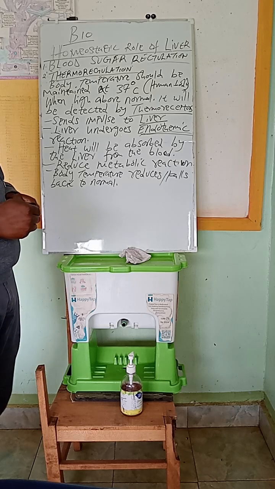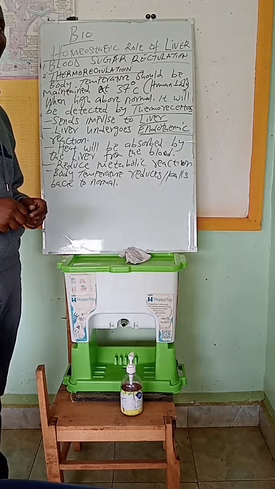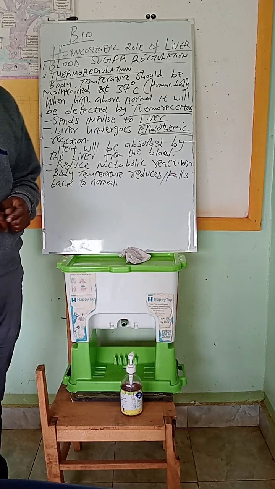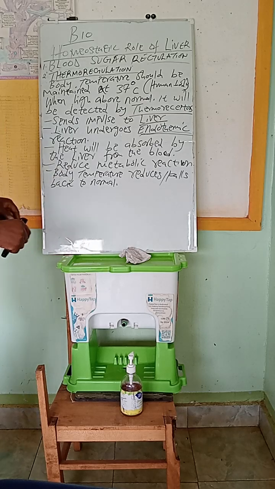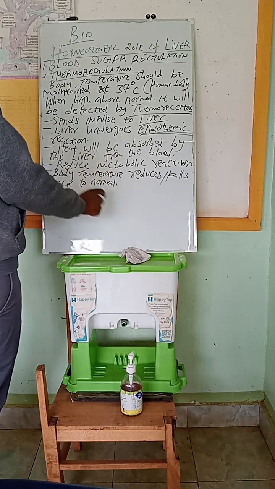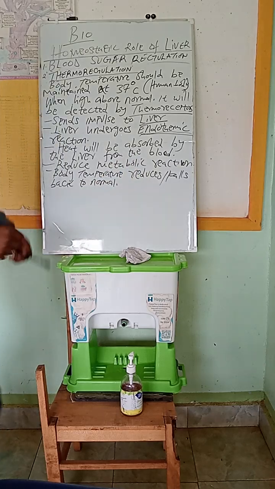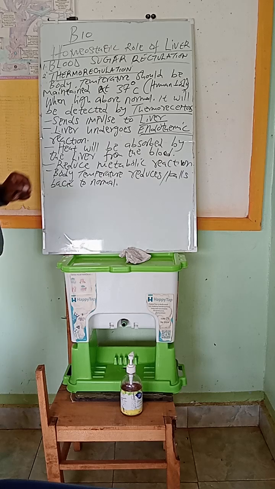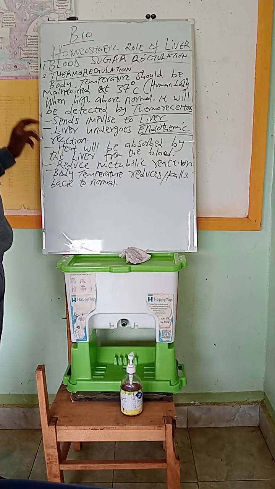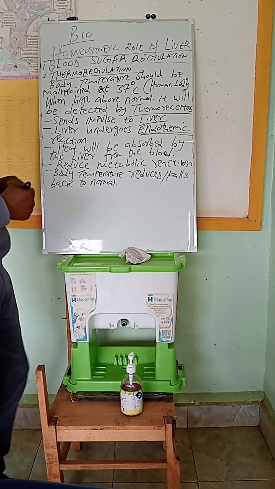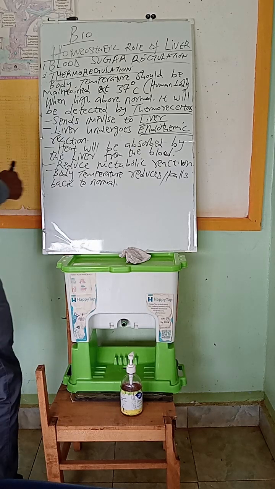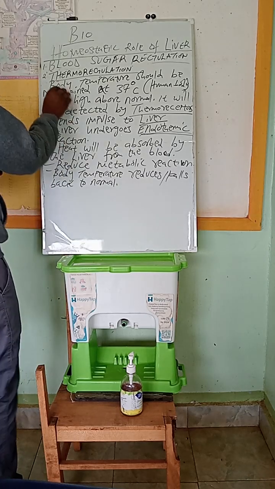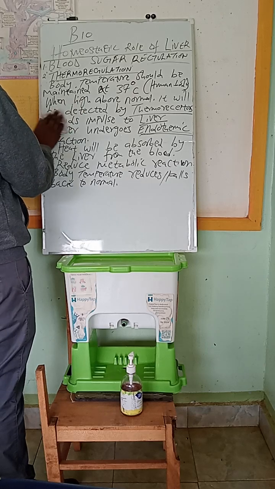One role of plasma is heat distribution, so the heat will be distributed within the blood. Within this blood, the heat will be absorbed. This will reduce metabolic reactions, or reduce metabolism, within the liver, and the temperature will fall back to normal.